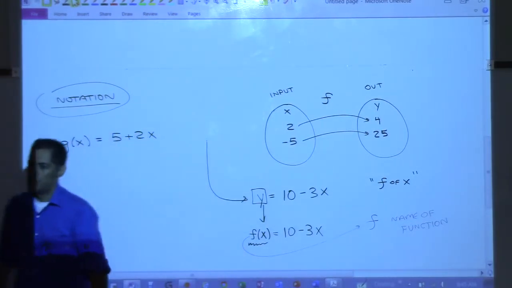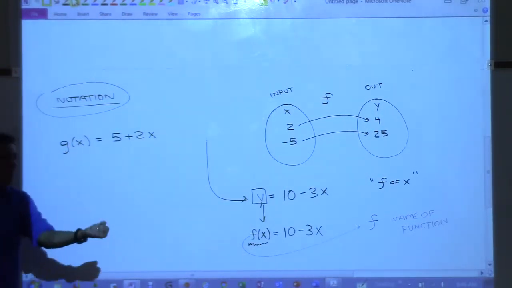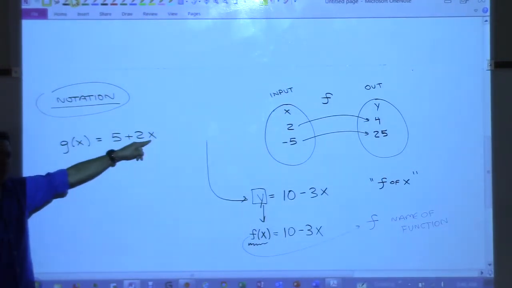Okay? So I just told you that this is a machine, right? This is a function. What's the name of this function? G. We'd say that g of x, right? And this is like the y was before. It says, look, if you hand me an x, I will provide you an output. And all I have to do is plug that x into here.